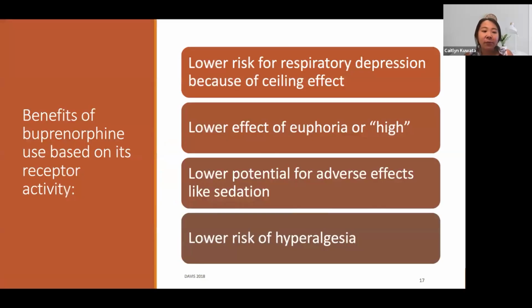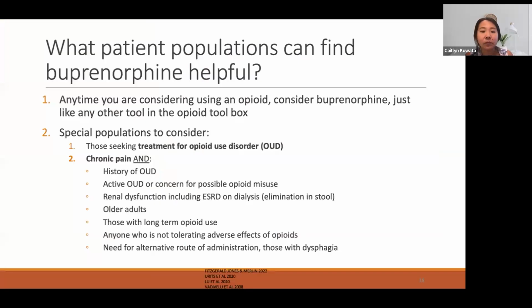So again, the benefits of buprenorphine are based on its receptor activity. There's lower risk for respiratory depression. There's lower effect of euphoria or highs. There's lower risk for sedation, and there's lower risk for hyperalgesia. All of how it interacts with the receptors makes it different than traditional opioids.